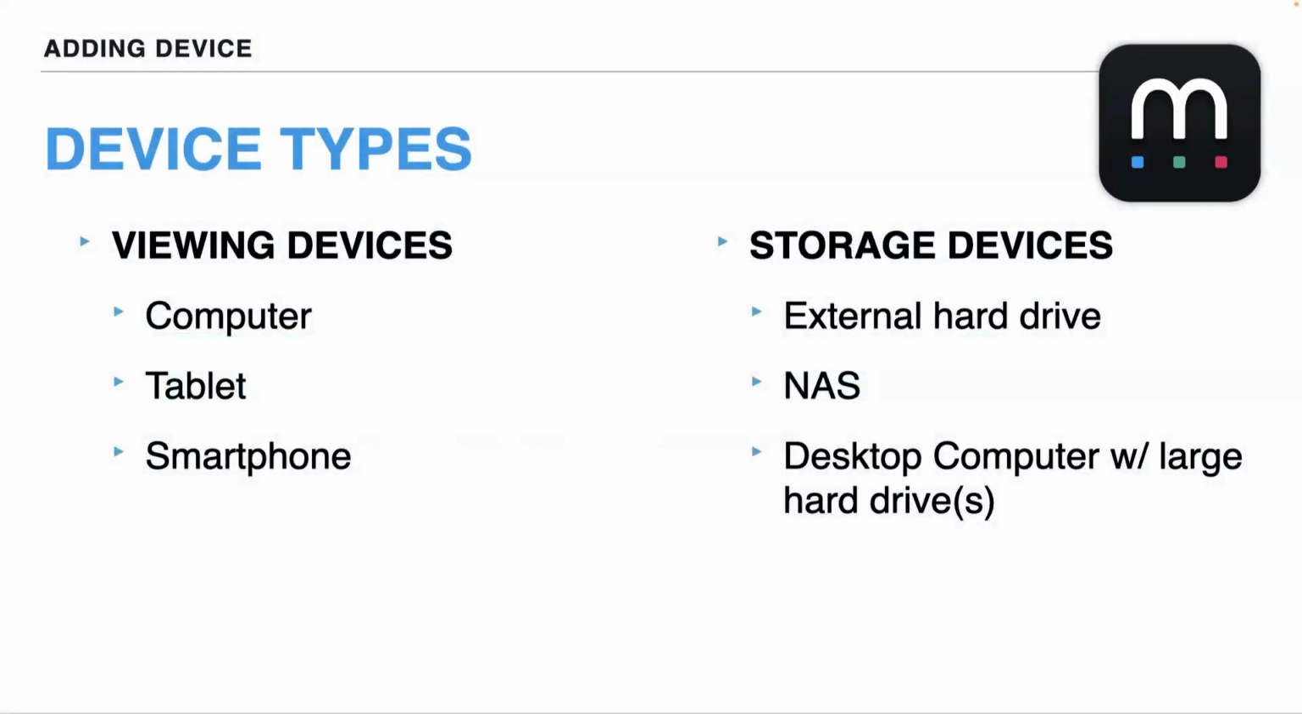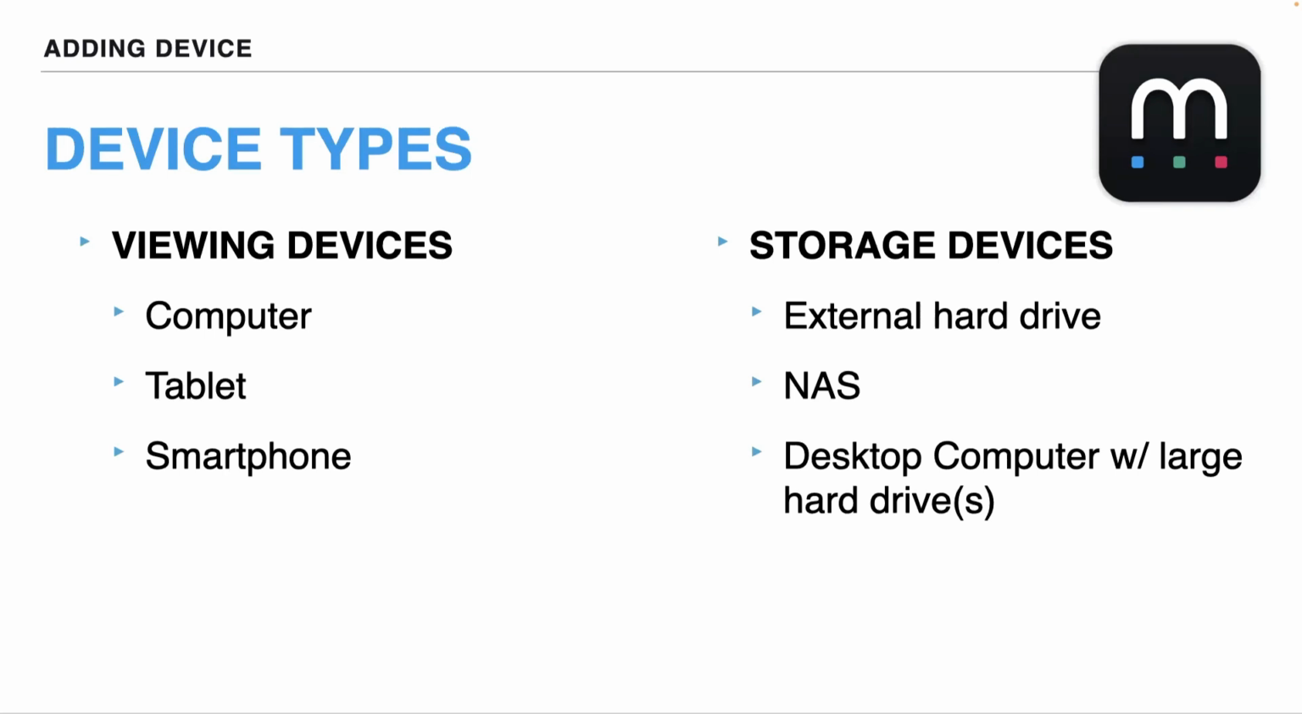Now, as far as adding devices, there are different viewing devices. What we were showing you here is on a computer, but you can also view your photos on a tablet or a smartphone, which makes it really nice. For instance, we'll be traveling shortly, and I don't have to take my Mac with me to show all my photos. I can actually show it on my smartphone or tablet. It's with me at all times.